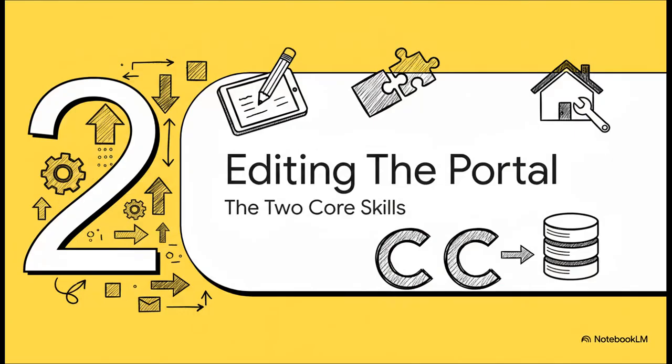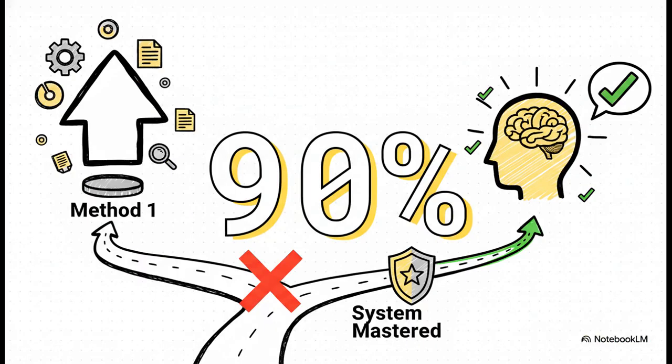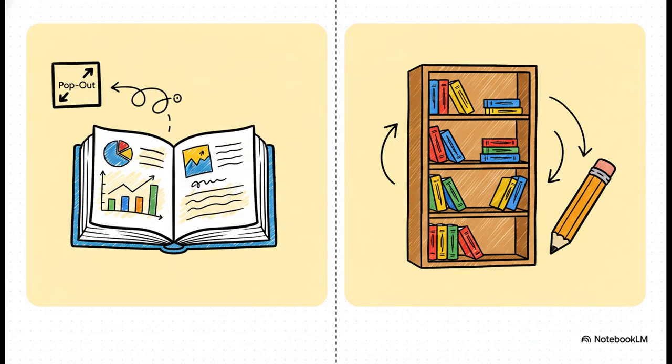All right, so you're in. Now it's time to actually do stuff. This next part about editing is probably the most important part of this whole guide. But here's the best part. You only need to learn two. That's it. Just two core skills to do pretty much everything you'll ever need to do on this portal. And it gets even better. 90%. Yeah, you heard me right. 90% of all the work you'll do on the portal will use just one of those two skills. So if you just get your head around that one main method, you've basically mastered the entire system. Pretty cool, right?